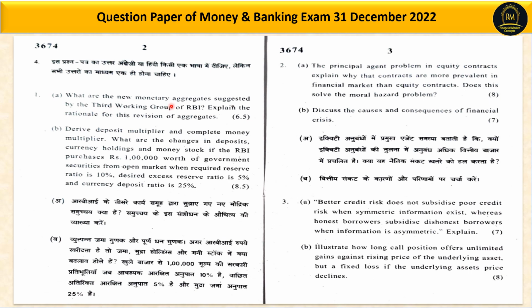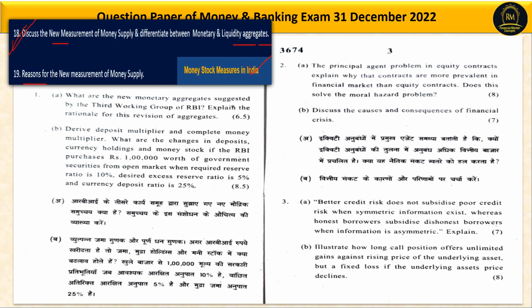What are the new monetary aggregates suggested by the third working group of RBI? Explain the rationale for this revision of aggregates. So if you remember question number 18 and 19 of topic 1, I asked you to prepare the new measurement of money supply and differentiate between monetary and liquidity aggregates, and the reasons for the new measurement of money supply. So here both the two questions are there. It is talking on the monetary aggregates and the rationale for this revision, that is reasons for the new measurement.